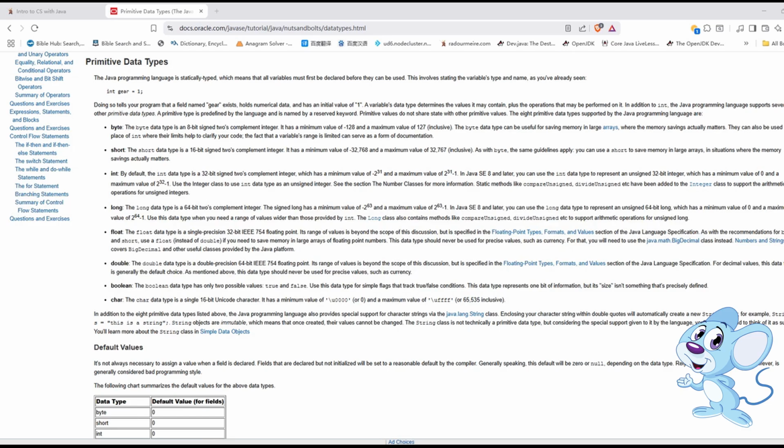Hence, there are 2 to the power of 7 configurations available for negative numbers and 2 to the 7 minus 1 configurations available for positive integers. Therefore, the range of integers that can be represented in a byte is negative 128 to positive 127. A short is 16 bits, 2 bytes. So it takes up twice as much space as a byte.